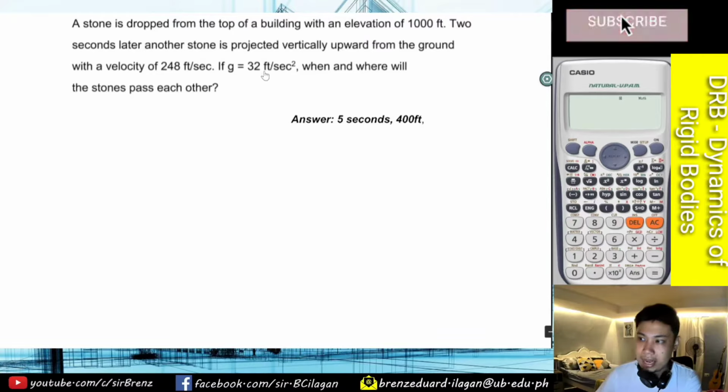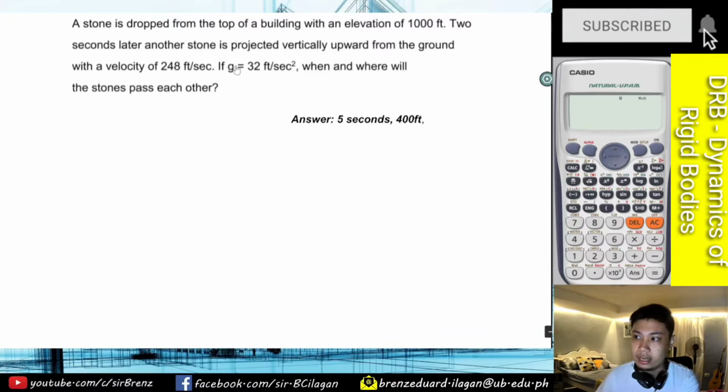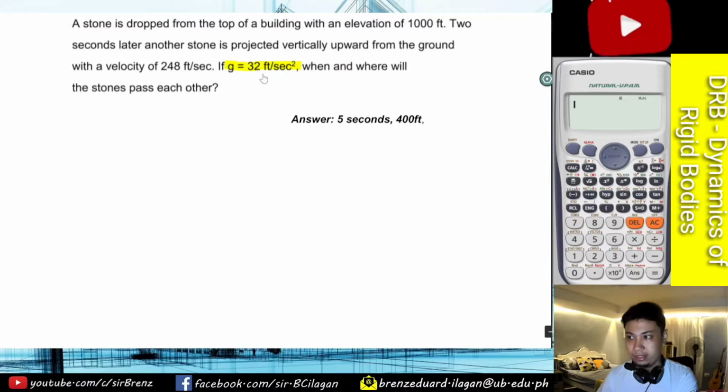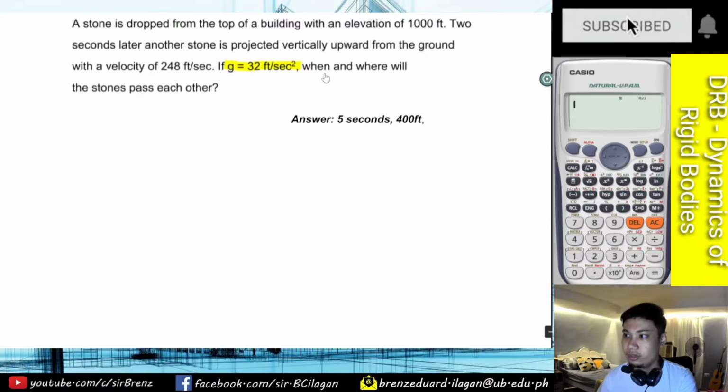Pero kung wala, 32.2 siya. Ang gamitin na lang natin, since binigay sa problem, and para mauha natin yung malapit na sagot, 32 na lang din yung gamitin natin. Okay? But if hindi given, yung gagamitin mo value ng g is 32.2. So, when and where will the stones pass each other? Dalawa yung tanong, dalawa yung hinahanap.